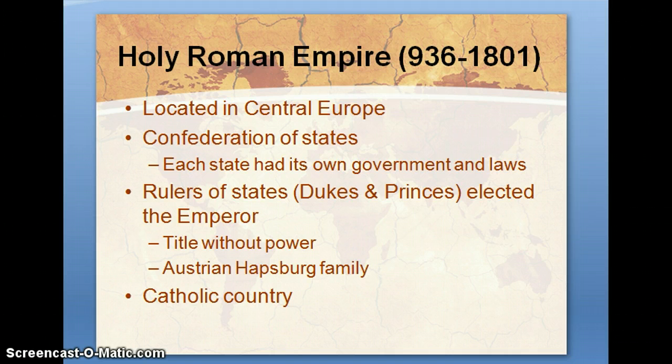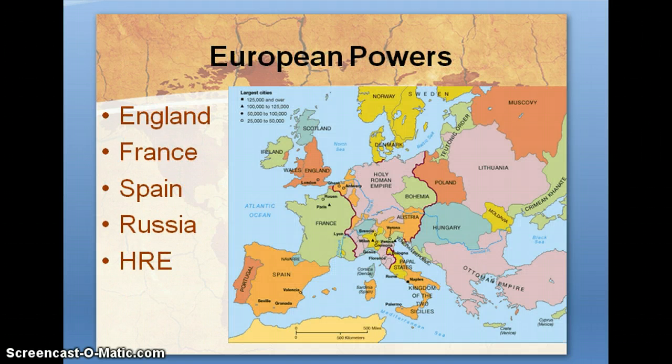So, just a recap, our 5 European powers are England, France, Spain, Russia, also called Muscovy on this map, and the Holy Roman Empire. Check back for the Africa, Americas, and Asian empires on the next video.